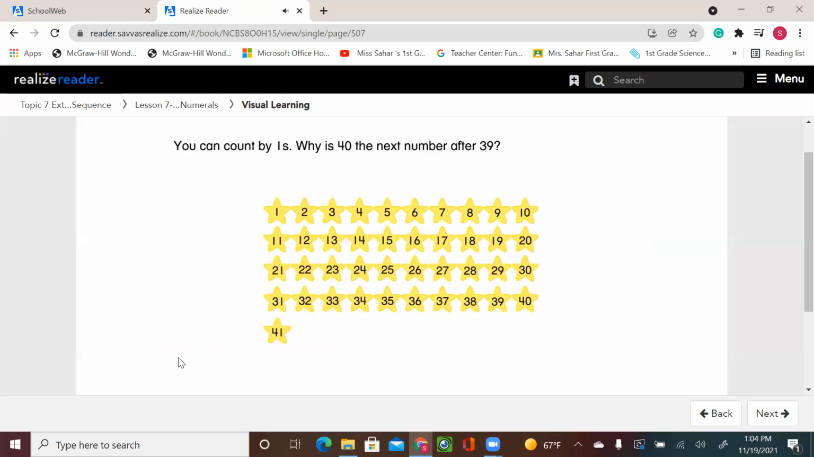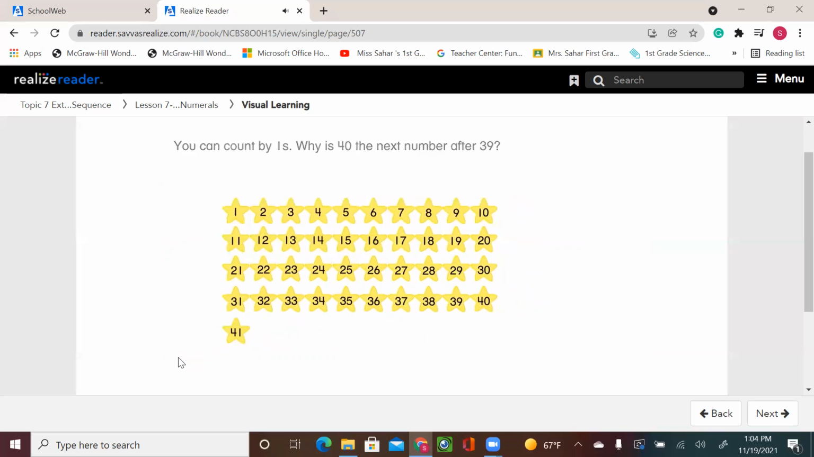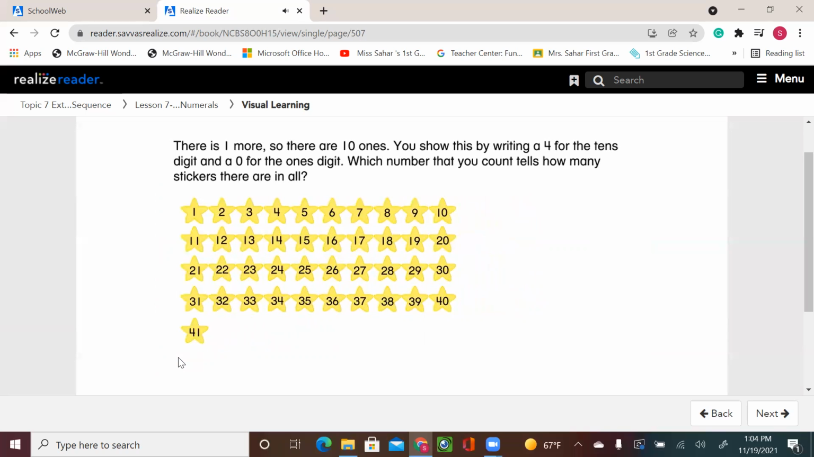You can count by ones. Why is 40 the next number after 39? There is one more, so there are 10 ones. You show this by writing a 4 for the tens digit and a 0 for the ones digit.